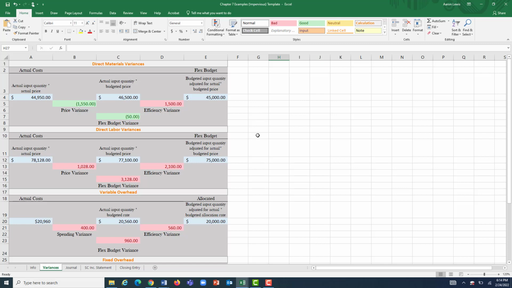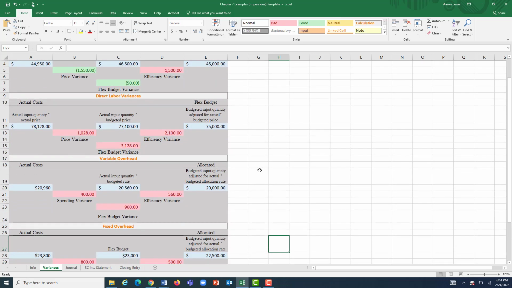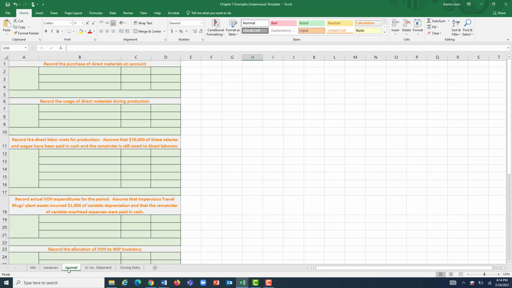Now that Impervious Travel Mugs has calculated its variances for direct materials, direct labor, and their two different types of overhead, variable and fixed, they need to book these, and they're going to do so using the standard costing system in their journal. I typically book these always in the same exact order, the order that things would typically be added to inventoriable costs as they go through the period.